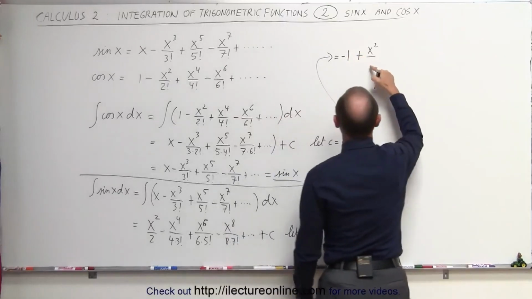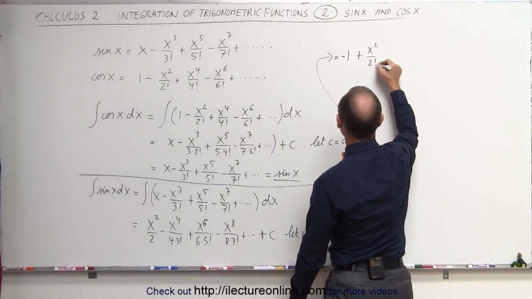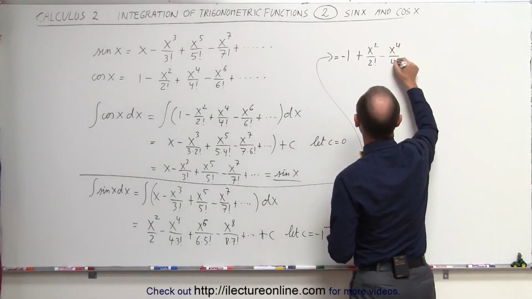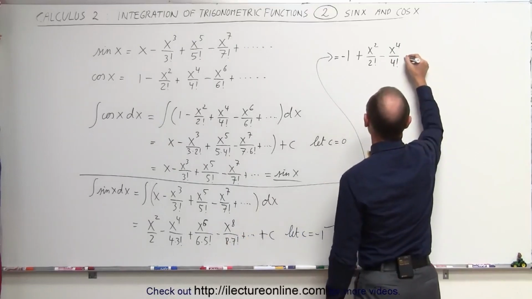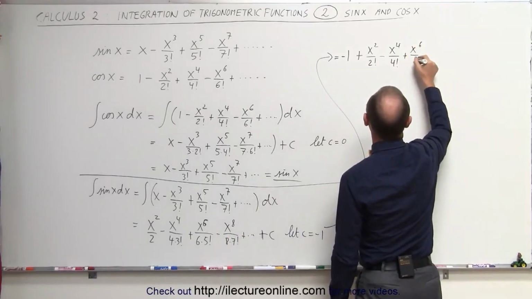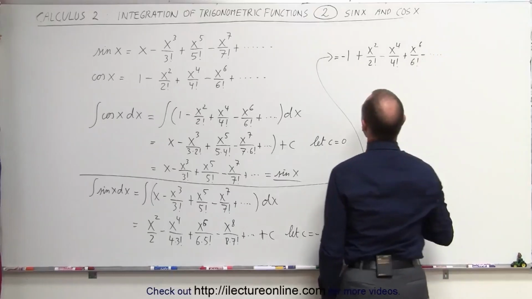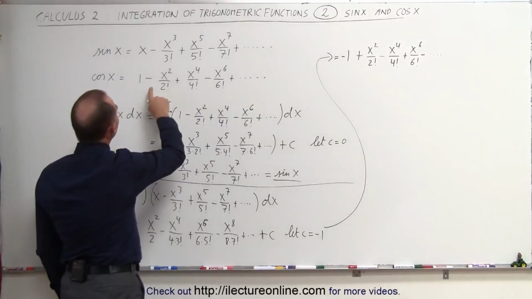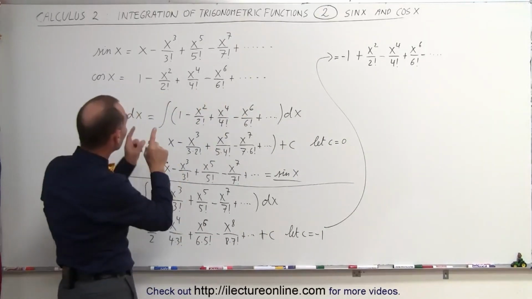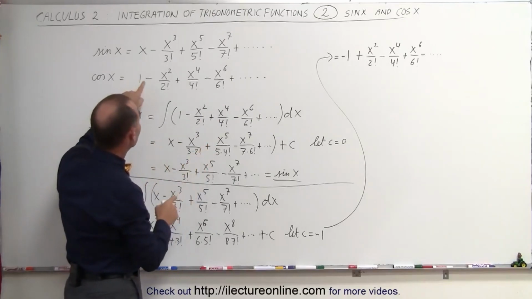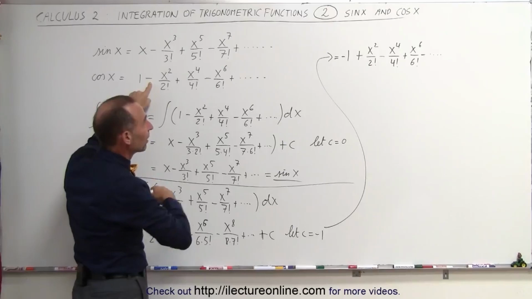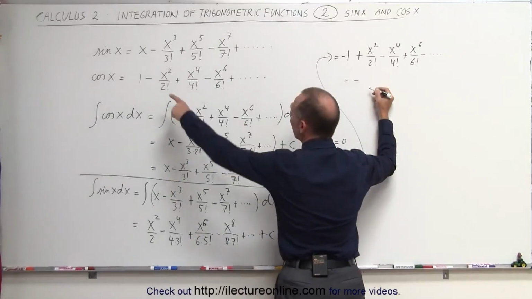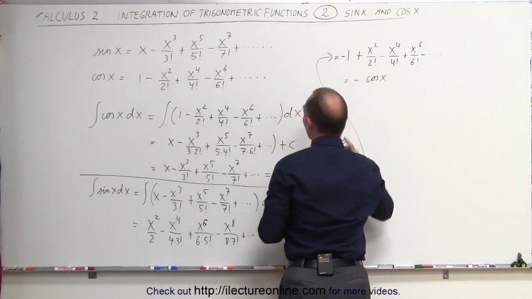This equals negative 1 plus x squared over 2 factorial, because 2 is the same as 2 factorial, minus x to the 4th over 4 factorial, because 4 times 3 factorial is 4 factorial, plus x to the 6th over 6 factorial, minus and so forth. Now, notice that that is exactly the negative of the cosine of x, because all the signs are reversed. Instead of a positive 1, I have a negative 1. Instead of a negative x squared over 2 factorial, I have a positive x squared over 2 factorial and so forth. So it looks like this is equal to the negative of the cosine of x.